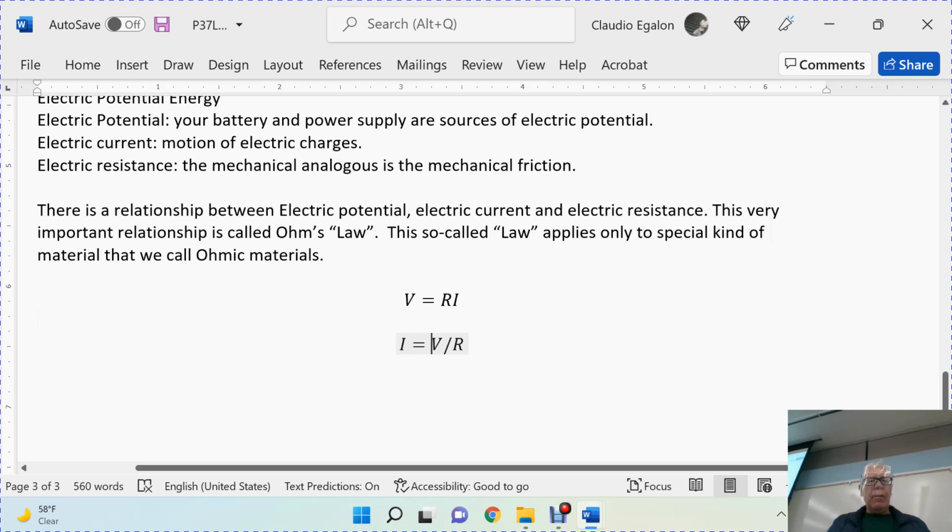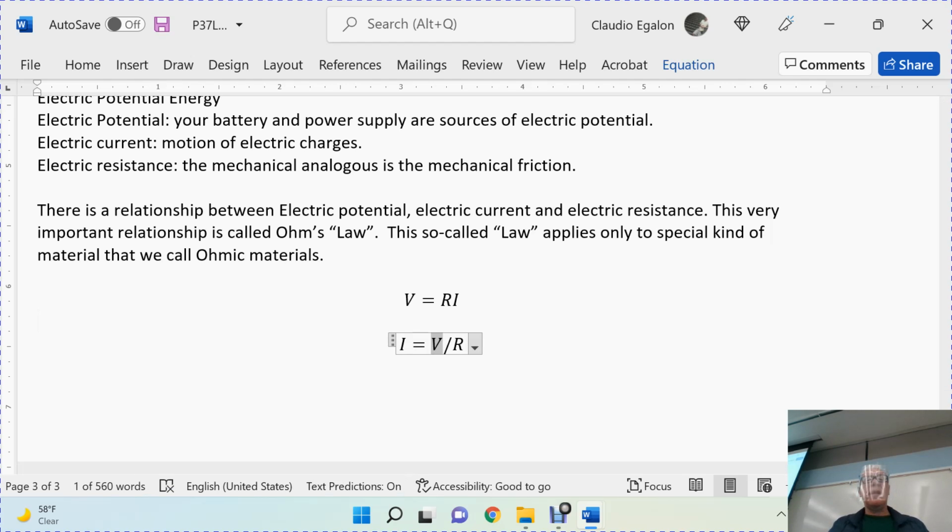The higher the voltage, which is related to energy, remember? Voltage is related to the energy of an electric charge. The higher the current. So the more energy that you give to an electric charge, the faster it is going to move. That's how you should look at that. And the higher the resistance of the material, the lower the current.